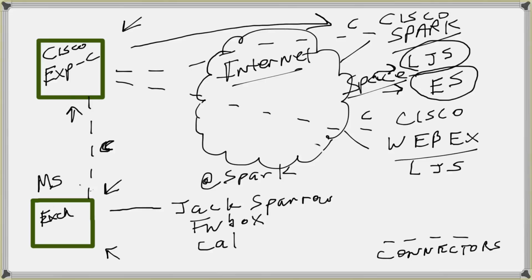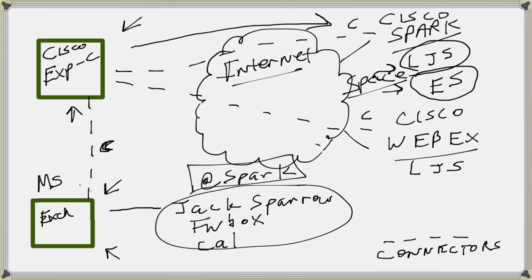And then again, when Jack deleted that meeting over here, Cisco Expressway saw that there was an @Spark meeting canceled, and so it went over here again to the Spark world, and then went ahead and deleted that little dialogue that was in that space. Now that space stayed constant, but inside that space that meeting was deleted.